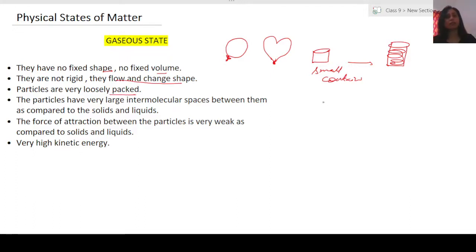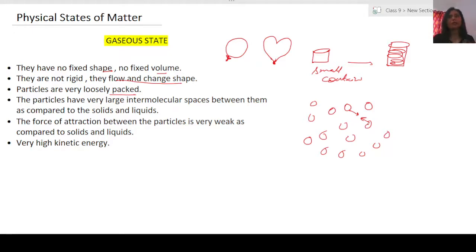In the case of the gases, the particles are very much away from each other and they have got very large intermolecular spaces between them. Since they have got large intermolecular spaces, it tells us that the force of attraction is very weak among the particles. That is why they are away from each other. If the force of attraction is high, they will try to come together or they will be together itself, right? But that is not the case with gas. In gas we see that they move here and there randomly.